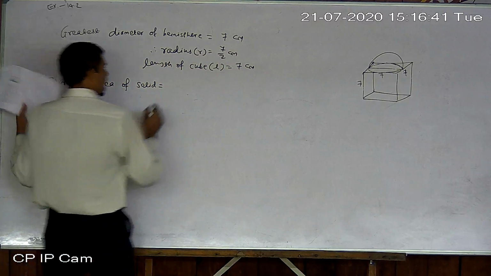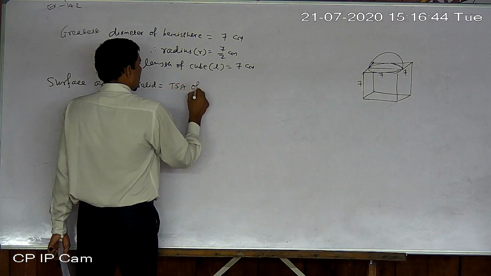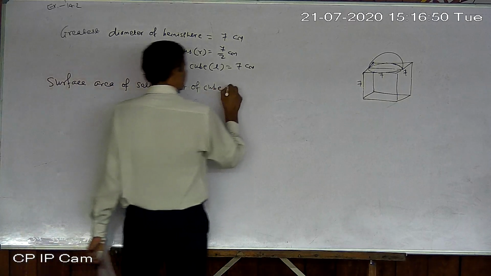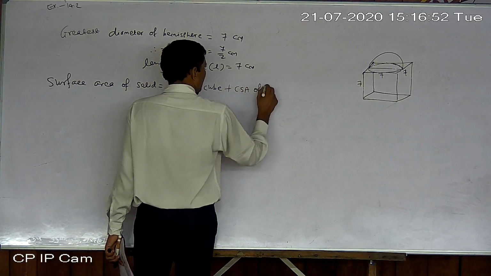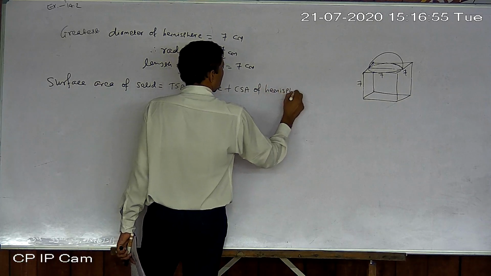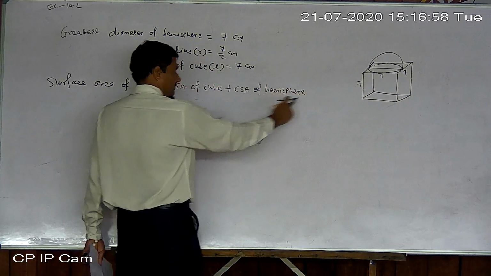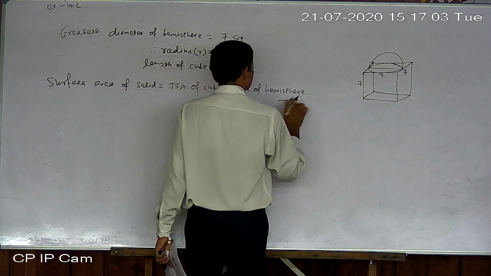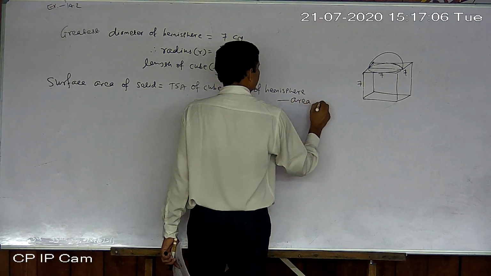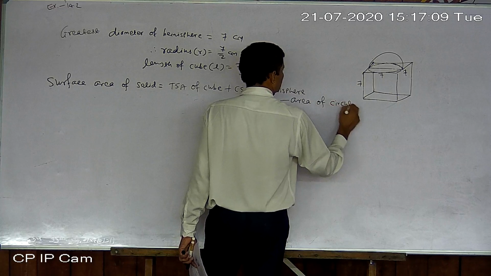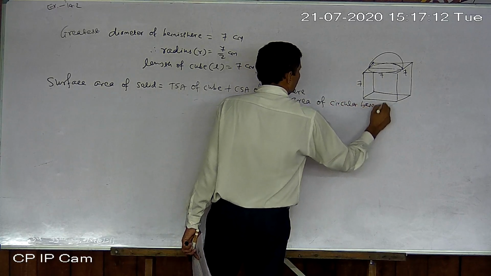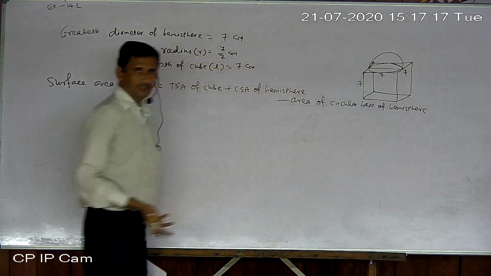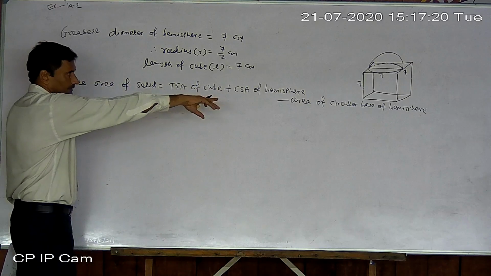So just write TSA of cube. Do not write the direct formula, but write words only first of all. Plus CSA of hemisphere, minus, I just write because no space is here, minus area of the circular base of the hemisphere, which means area of the circle. But for more clarification, I will clear everything.